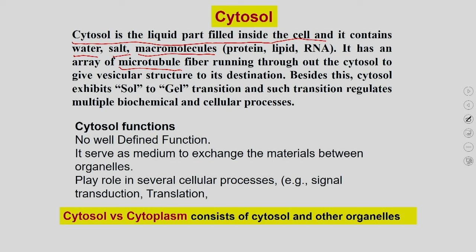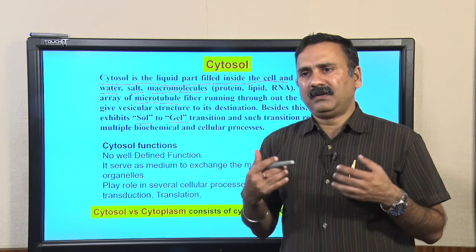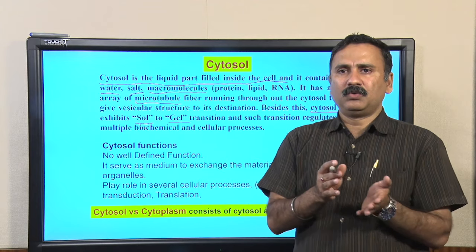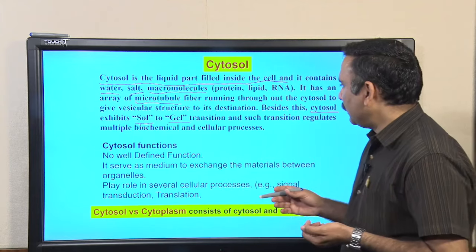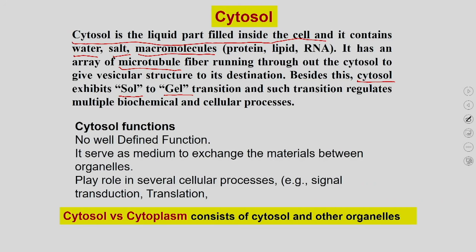Apart from that, the cytosol goes from one state to another: one is called the sol state and the other the gel state, and these transitions are always happening inside a eukaryotic cell. It depends on the weather as well; when it is winter, the cytosol goes through sol to gel transitions. This has implications in controlling biochemical as well as cellular processes, because in one form the cytosol is more liquid, in the other form it is more jelly-like. So because of this loss of water or the density of the cytosol, it can control the biochemical as well as the cellular processes.